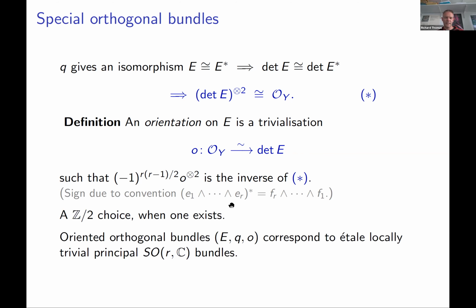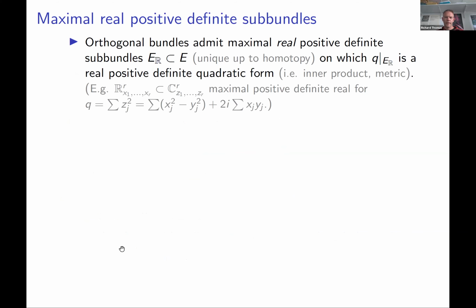When one exists, and there's obviously some obstruction, I'm interested throughout this talk in SO bundles. So I'm assuming the obstruction vanishes and that we've chosen an orientation. Oriented orthogonal bundles correspond to locally trivial SO(r, C) bundles. And this slide is just motivation, but rather nice motivation for this characteristic class, the square root Euler class, that I'm going to explain in a minute.